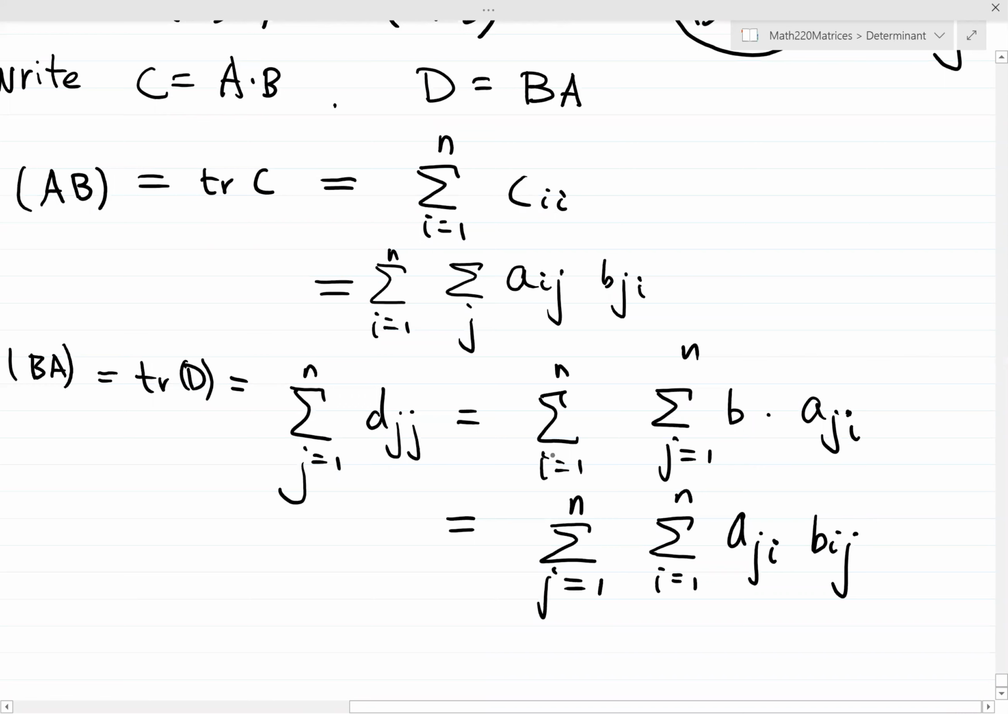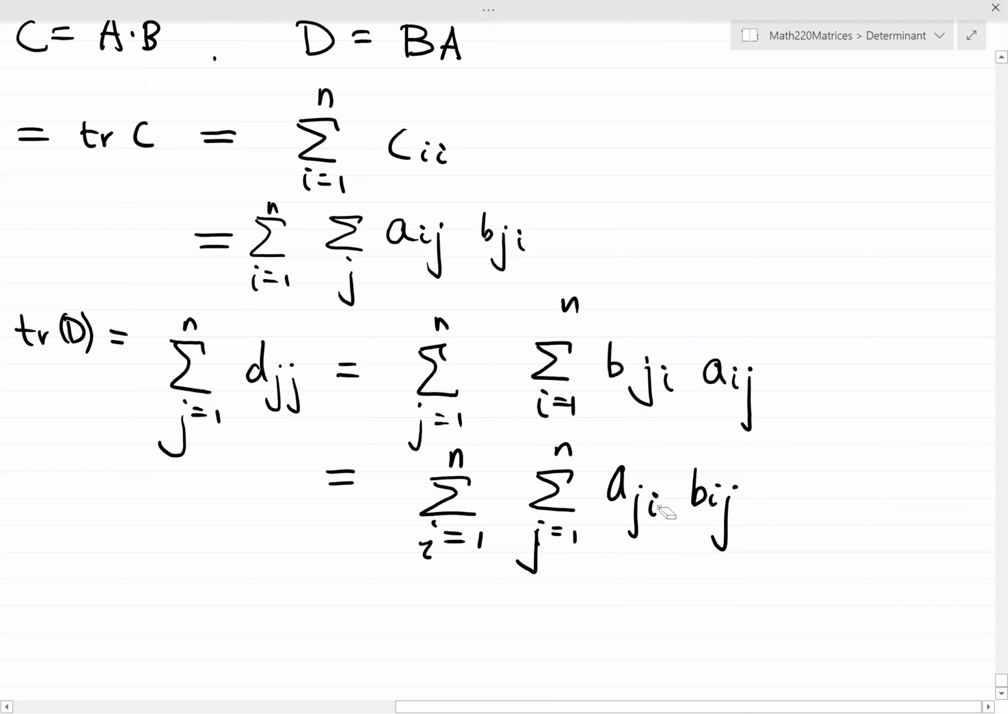So here, j is from 1 to n. D_jj is the sum of B_ji A_ij, with i from 1 to n. Now we switch the summation, so i from 1 and j from 1. We switch the sigma notation, so this will be A_ij B_ji.